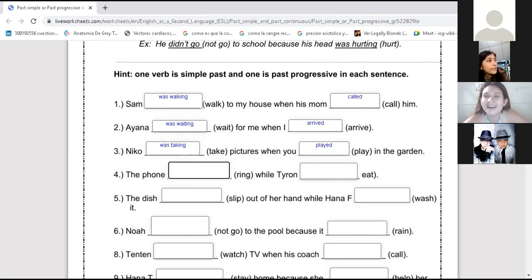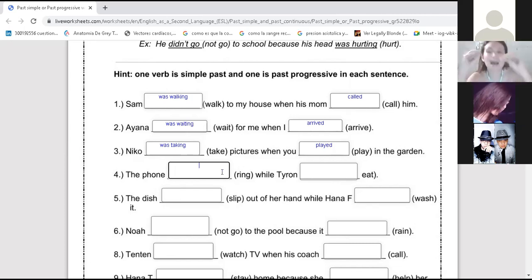Manuel. Yeah, I understand you, teacher. Both actions were happening at the same time. Exactly, because remember that is past progressive. Two actions were happening at the same time in the past. Don't worry, because I will give you a lot of practice so you can get familiar with this, okay? But try to do it. All right. Very good. Go ahead.